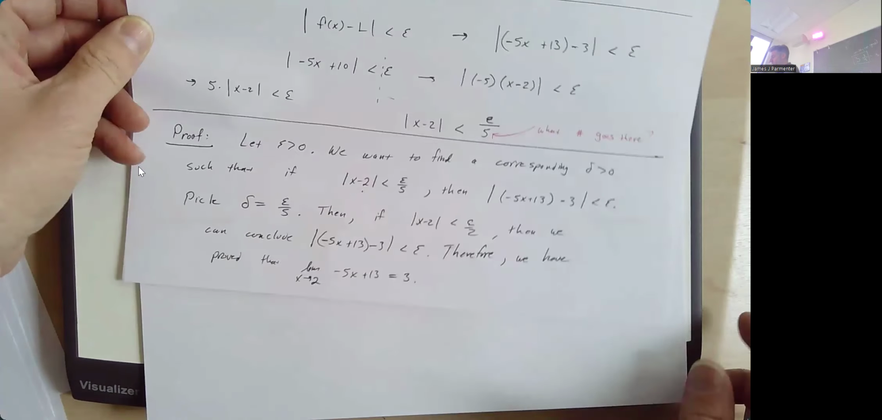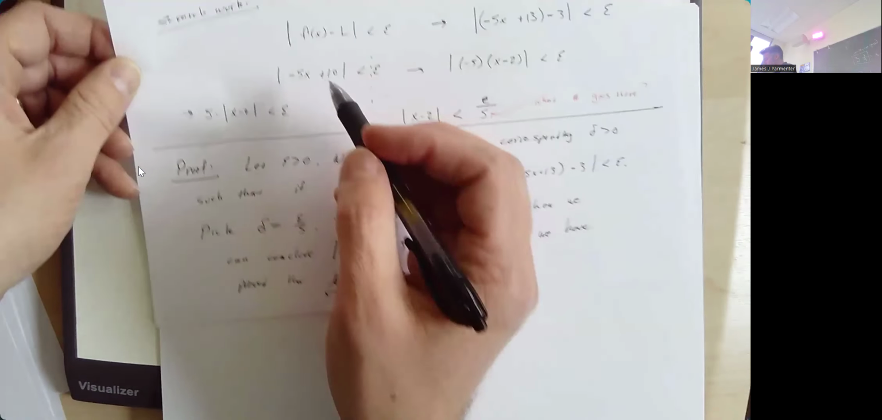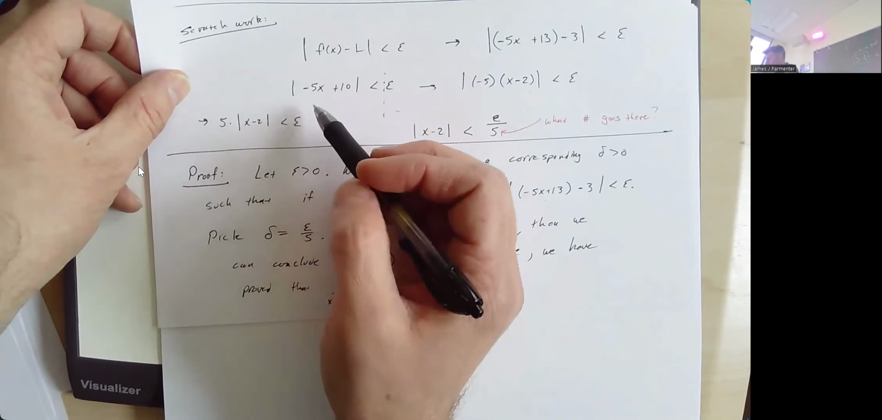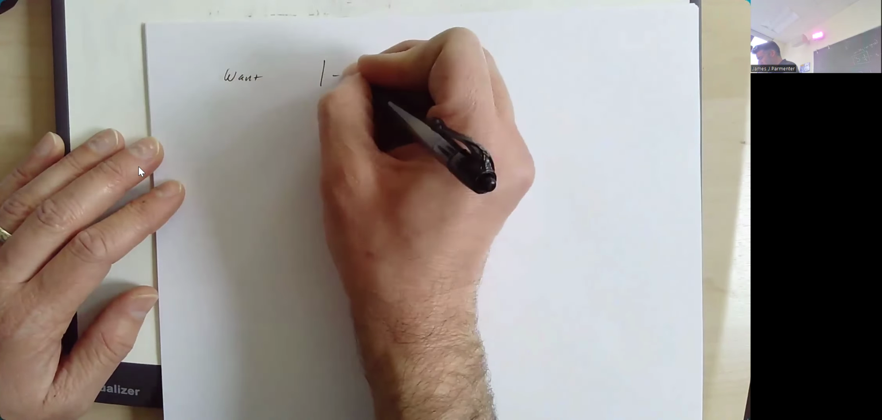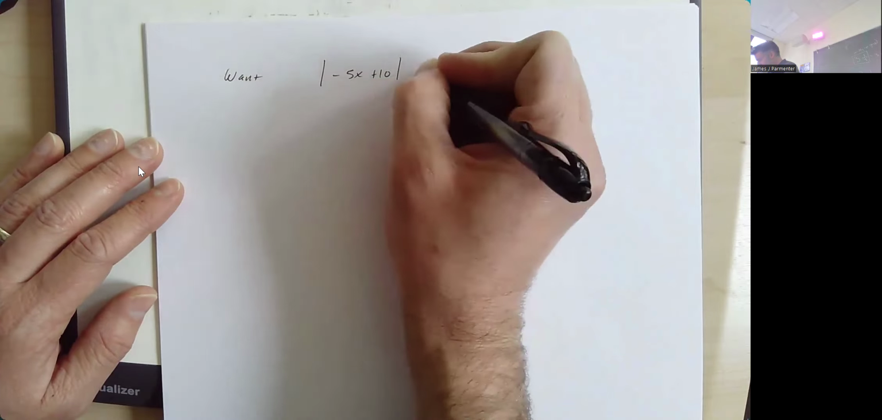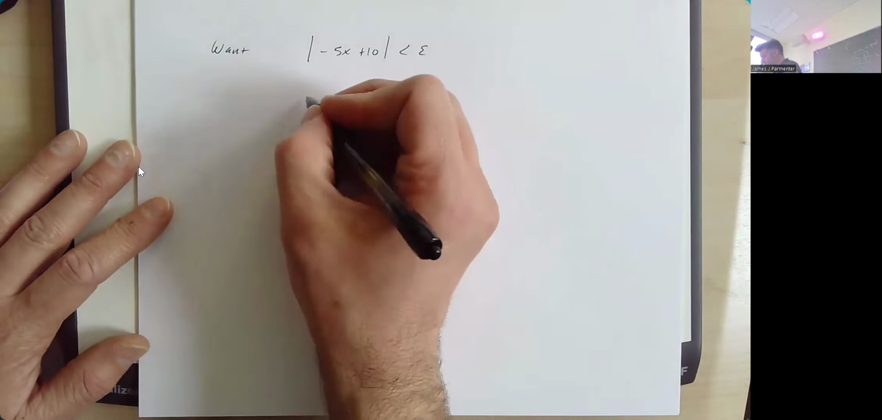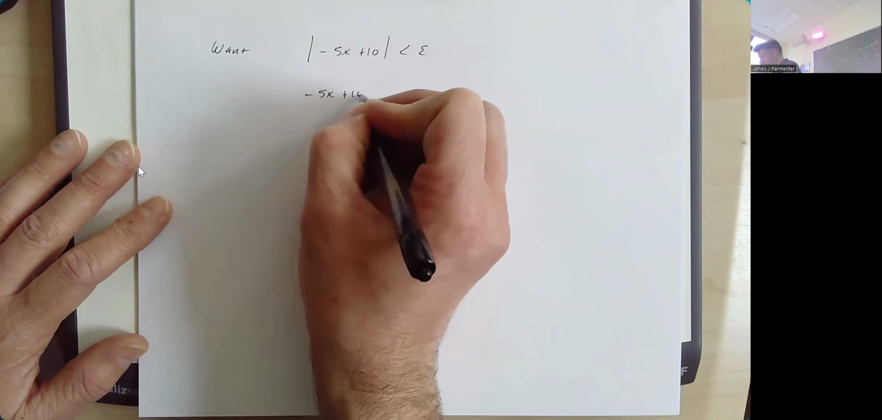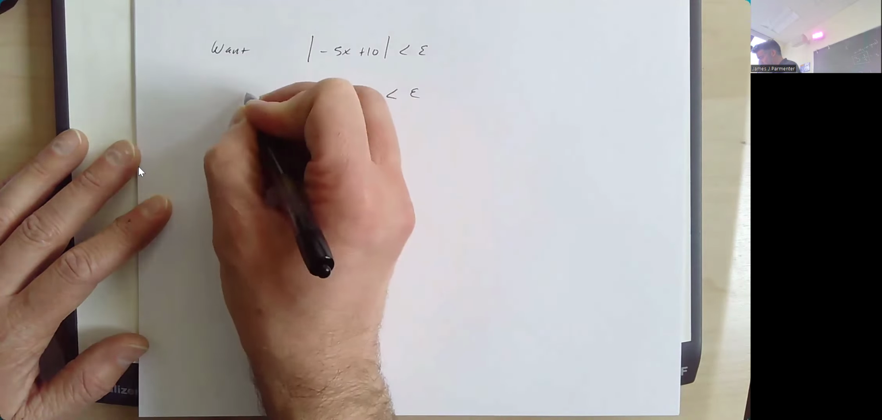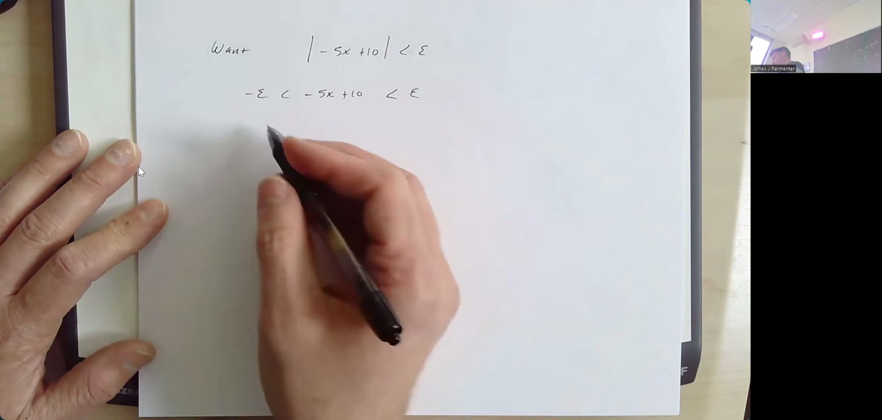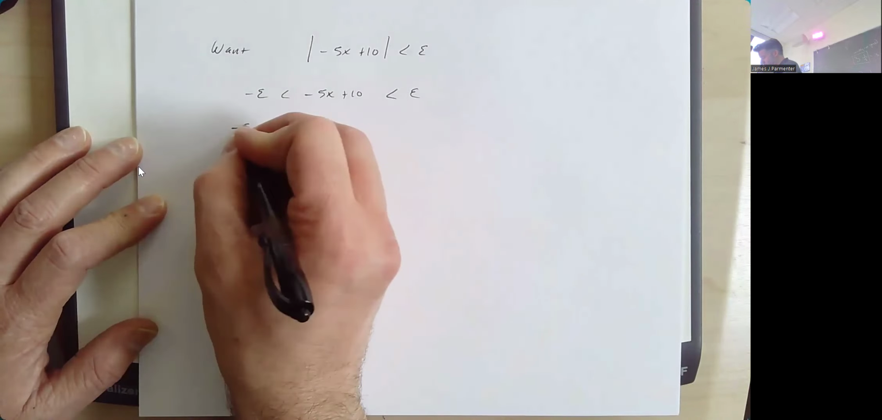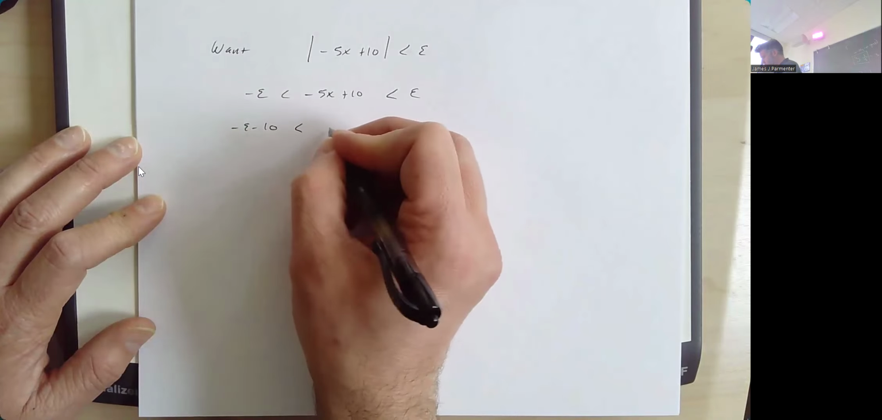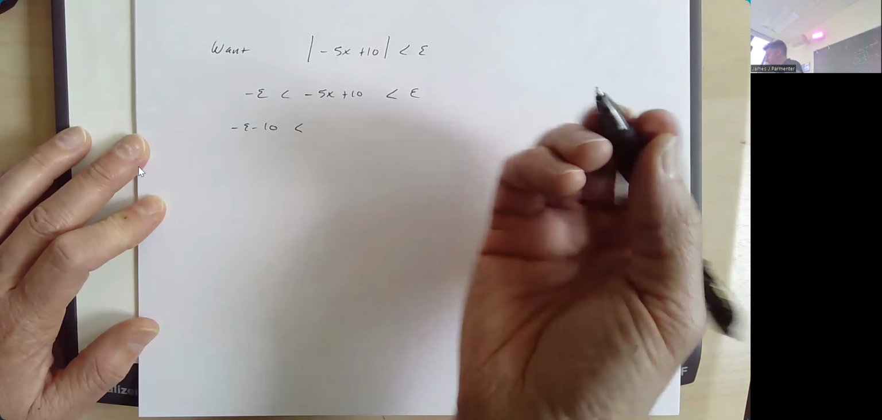So really what I'm doing here is I'm saying, I want this to be true. So I want the absolute value of negative 5x plus 10 to be less than epsilon. If I write that out long ways, that's negative 5x plus 10 between epsilon and negative epsilon. Then you subtract 10 from everything. Maybe I should divide by 5 first, whatever.